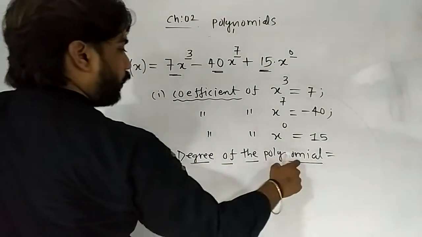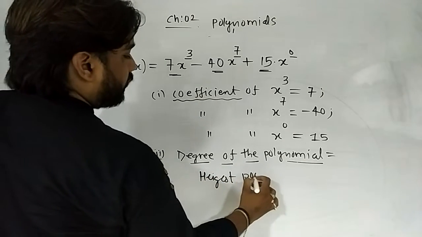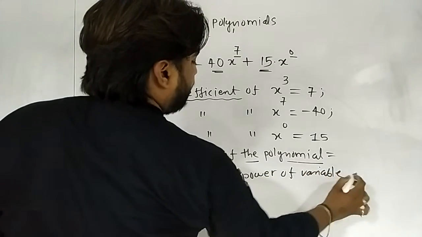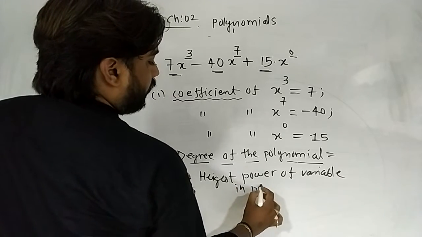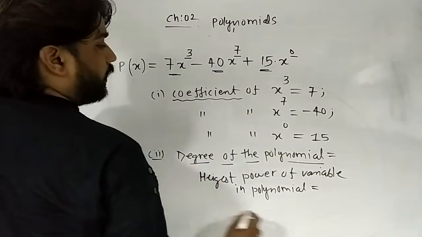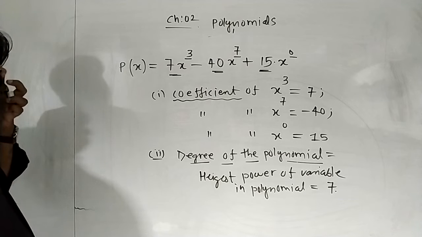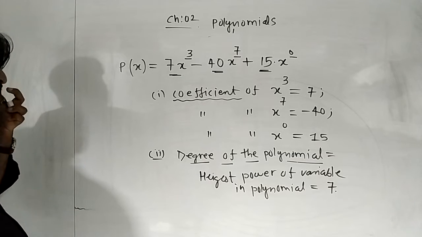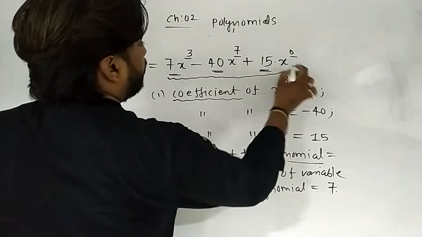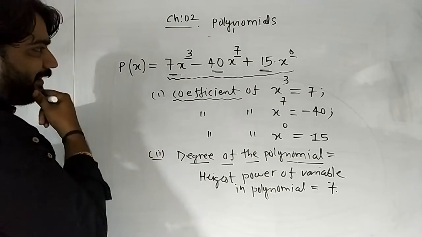So degree of the polynomial का मीनिंग क्या है? Highest power of variable in the given polynomial. तो यहाँ पे highest power क्या है, 7, so degree of polynomial is what, 7. Again, to find the degree of polynomial, what you must understand first is that the given expression must be a polynomial. ये polynomial होनी चाहिए, then only you can find its degree.